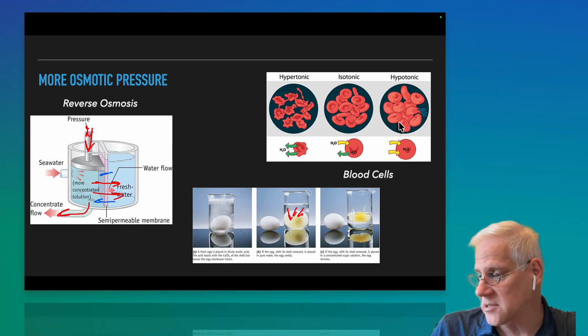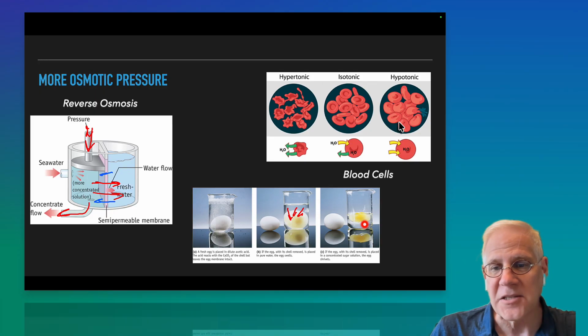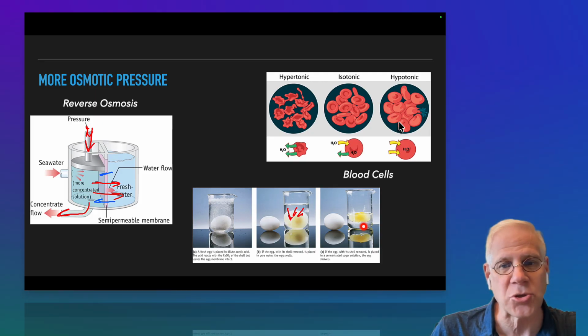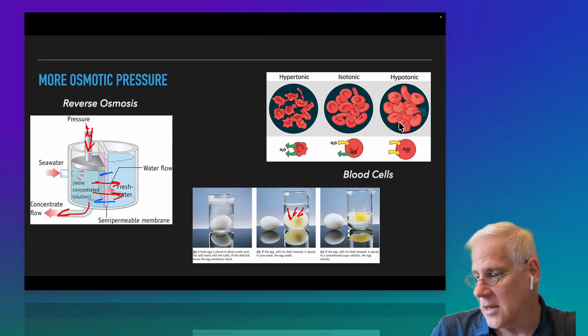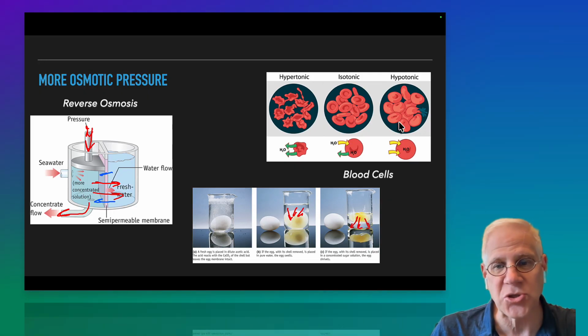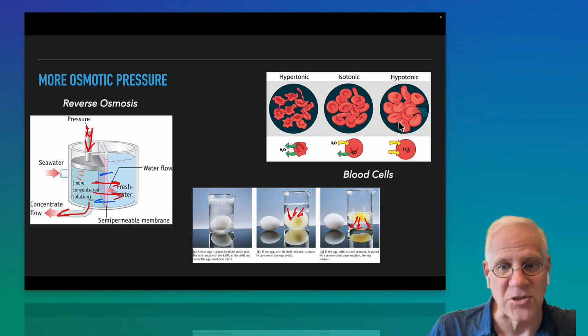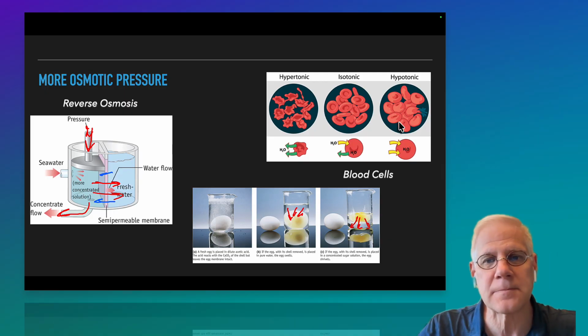Or in this last picture here, it's put into a very concentrated sugar solution. There's probably virtually no sugar inside the egg, and so its water starts coming out of the egg and into the sugar solution to try to dilute it and make those concentrations the same. And so the egg just atrophies and becomes very small as it shrinks.